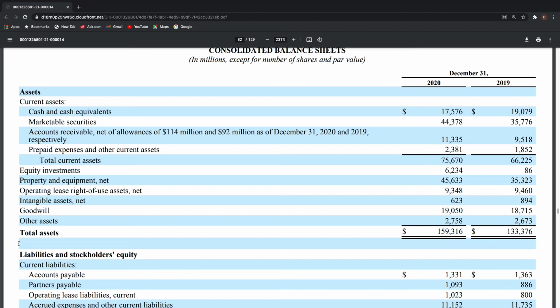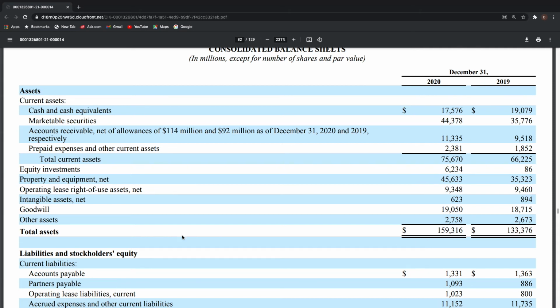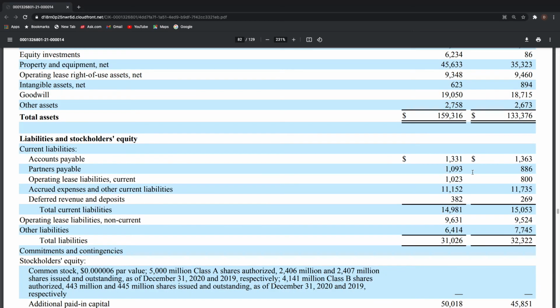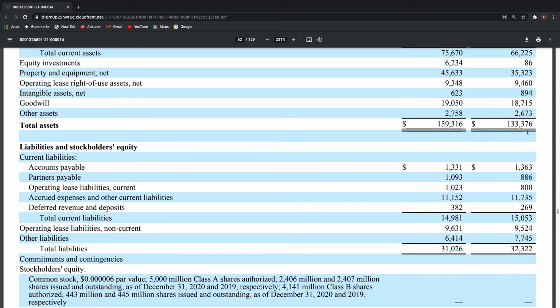And then also we're looking for the total assets to be greater than the total liabilities. So we can see here Facebook's total assets 159 billion there, and their total liabilities 31 billion there. So this is also a really encouraging sign for Facebook. And we can also check on the comparisons between 2020 and 2019. So we can see here the assets grew in total from 133,376 to 159,316.